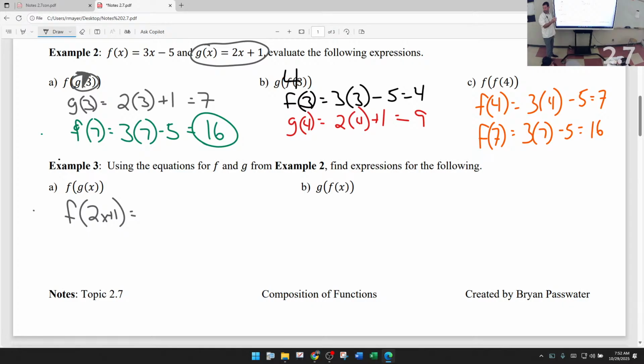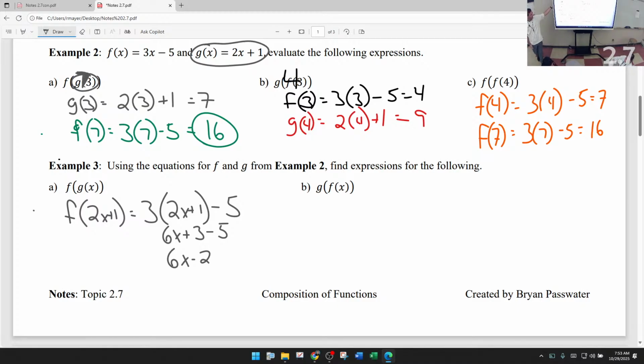Yep, sure, you don't have to ask. 3 times 2x plus 1. And then I got minus 5 still. Don't forget the minus 5. That's a bad habit for students. They get into a rush and they forget the constant at the end. And so now this becomes 6x plus 3, but then I have the minus 5 still. We want to simplify that better, so let's make it 6x minus 2.